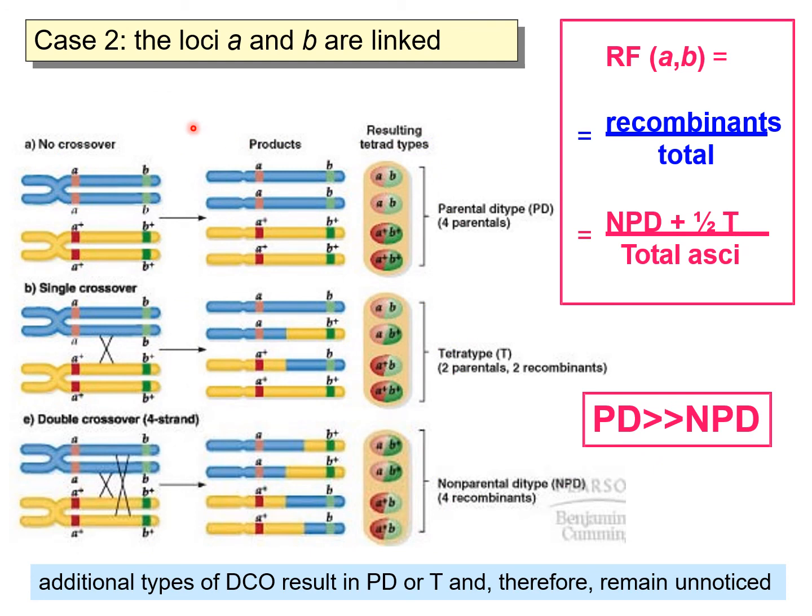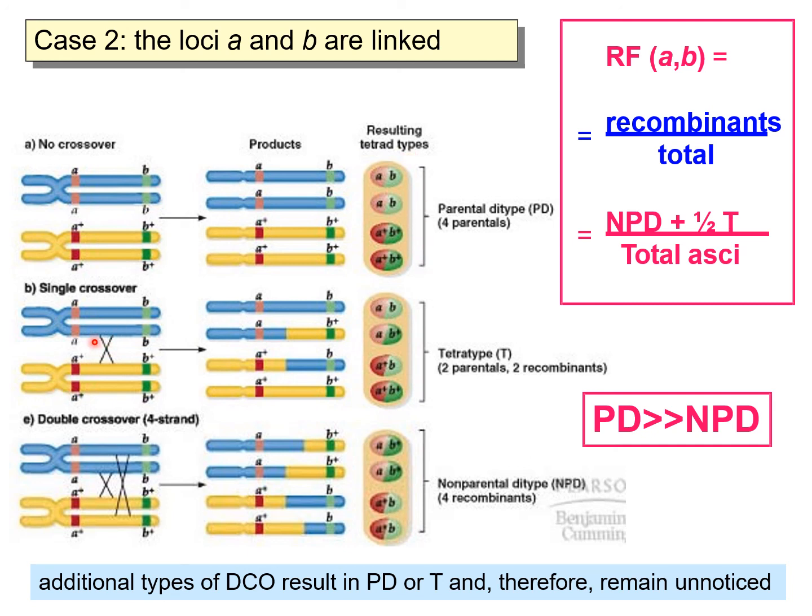Now here is another case where we are considering that genes A and B are linked, which means they are present on the same chromosome. Let us see the product. First we are going to consider that there is no crossover. When there is no crossover, it will result in small ab, small ab, a plus b plus, a plus b plus, a plus b plus, a plus b plus. This genotype is similar to the parental ditype, meaning four parental.